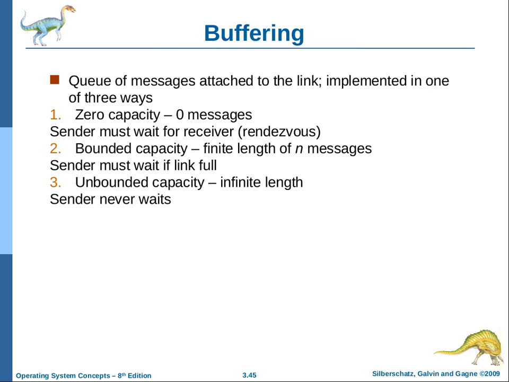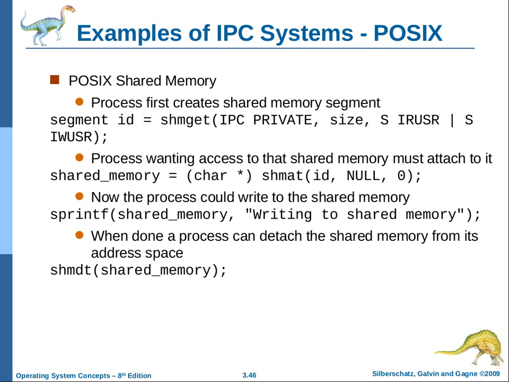Which one of these three do you think is implemented? Bounded capacity. Yeah, bounded capacity, because you have to have a bounded capacity at some point. Although it's usually a pretty good buffer, so the link is usually not full. All right, POSIX.